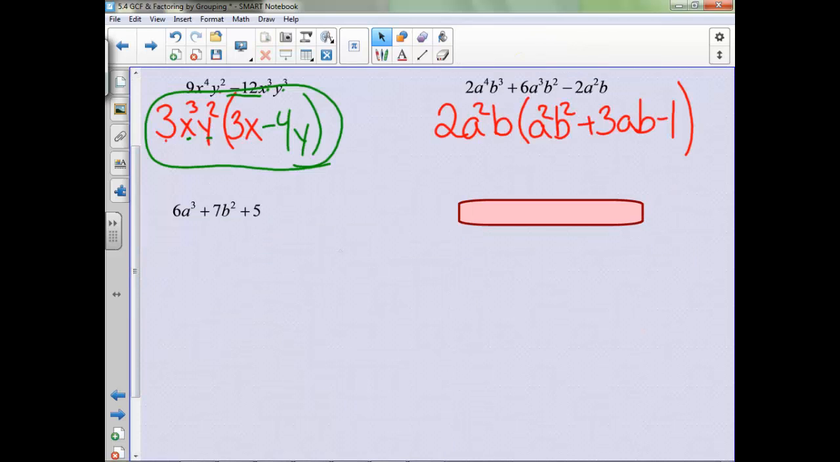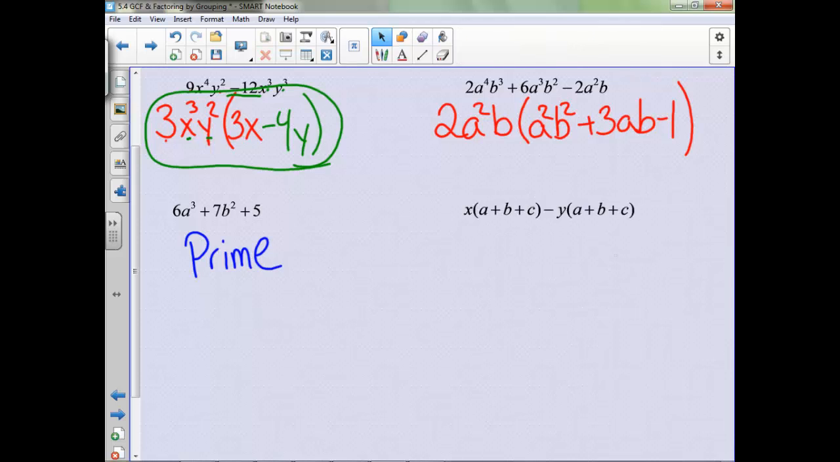On this next one, the GCF of all of these is just 1. There's no largest factor we can divide out from all of them. So we call this prime. There is no GCF, we cannot factor.